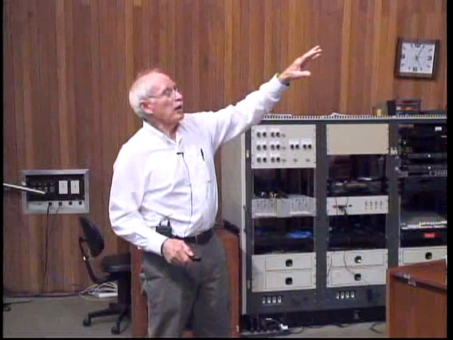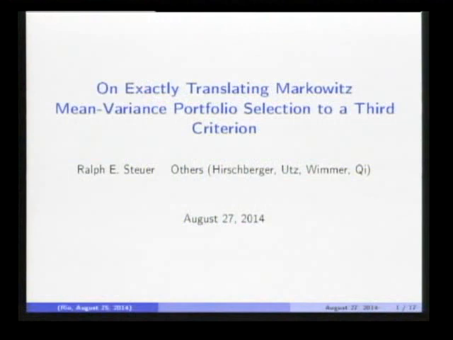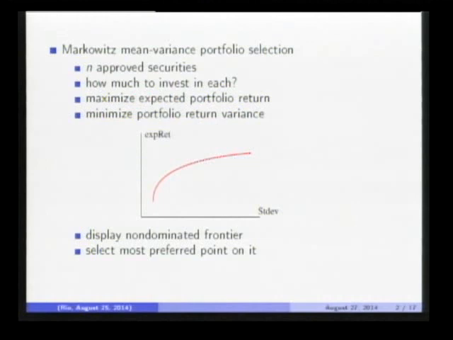But investing is getting more complex. People not only want high return and low risk, they want portfolios that satisfy additional criteria. For instance, social responsibility, maybe liquidity, dividends. So the purpose here is to take the model that has been dominant for 60 years and show how it can be extended to a third criterion, where the first criterion is to maximize return and minimize risk, and then the other one is to maximize something else. Now, I work with other colleagues on this, some people from Germany, some people from China, so it's not only my work.